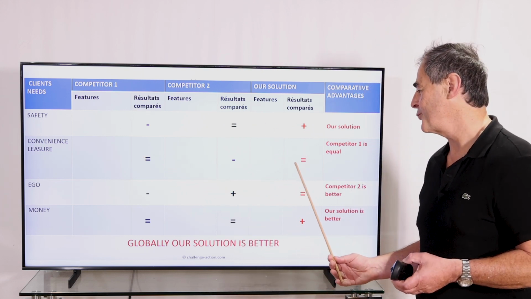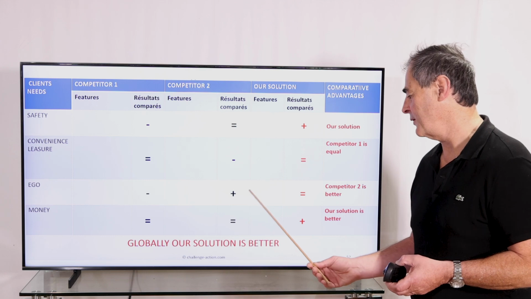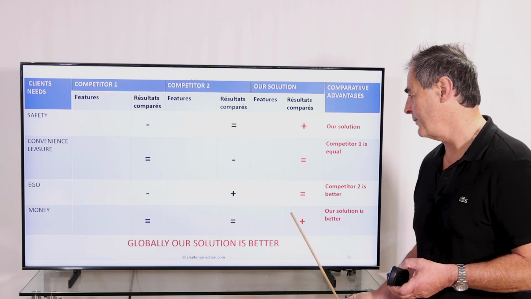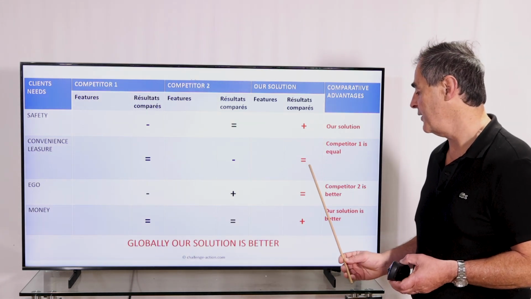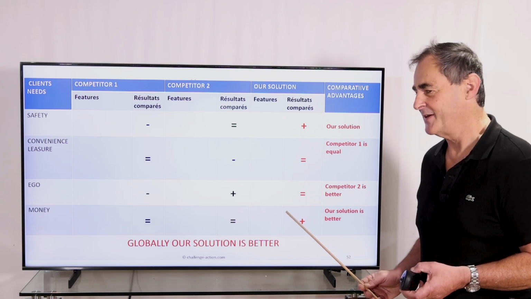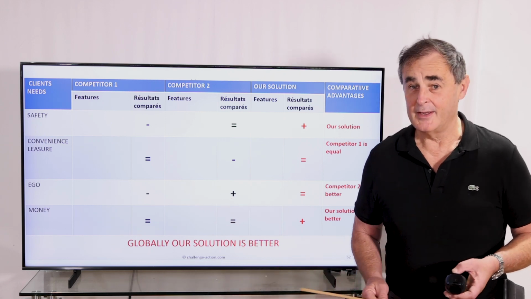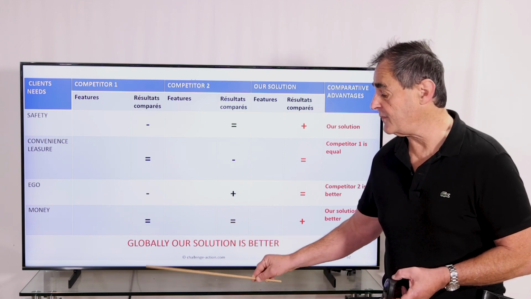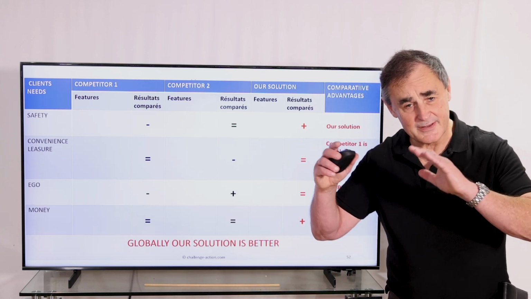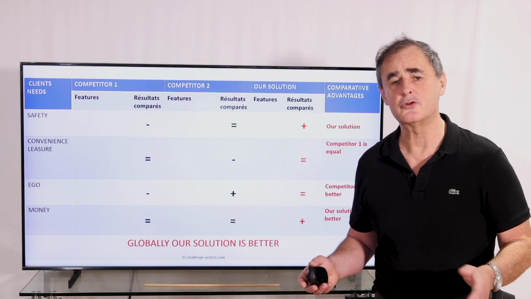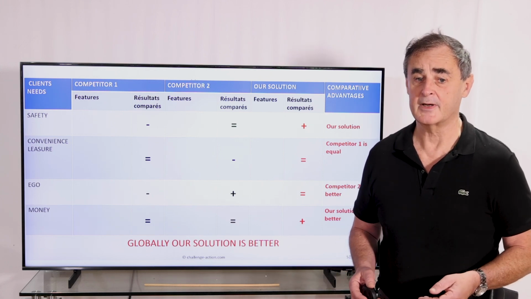Same here, but here we're pretty much equal to this one. For ego, we are also equal. For money, we are better. So basically, if you compare all the different solutions, you have plus, equal, equal, plus. Basically, your solution is globally better than the other ones. Obviously, you have to prepare that. It's not very intuitive. You have to have that on paper. So I present it to you for the case you are in a sale where you know the competitors, you know the solution, and you can prepare that before with your team or with the sales director. Okay.